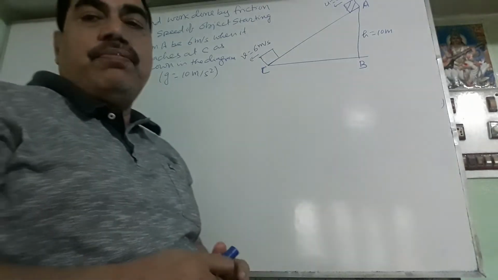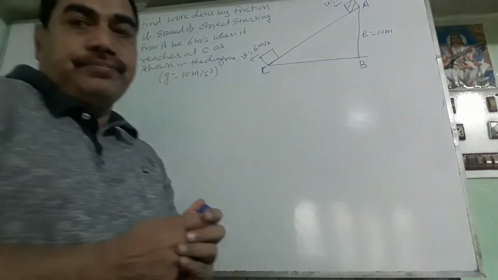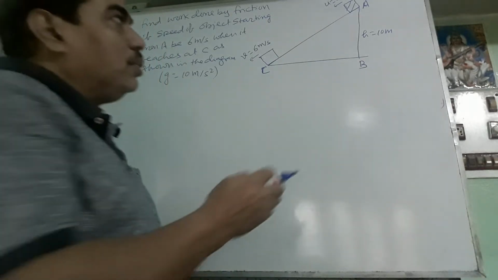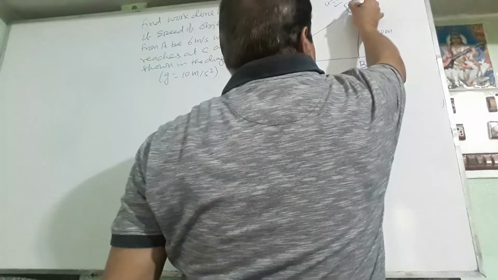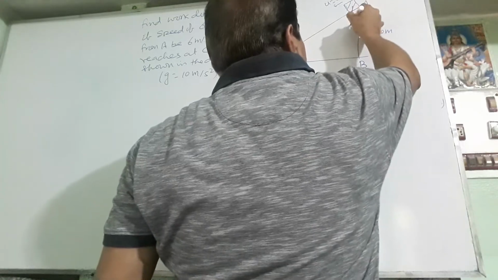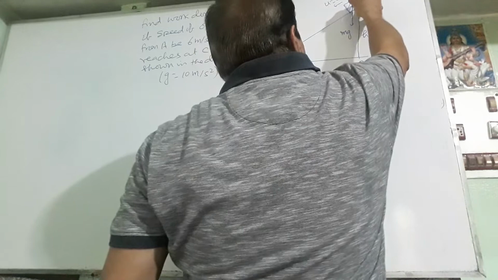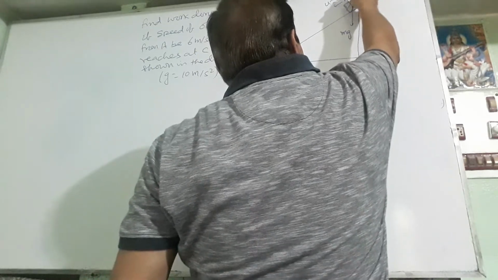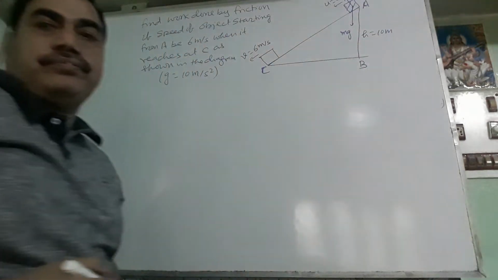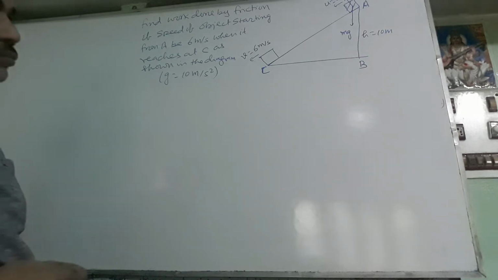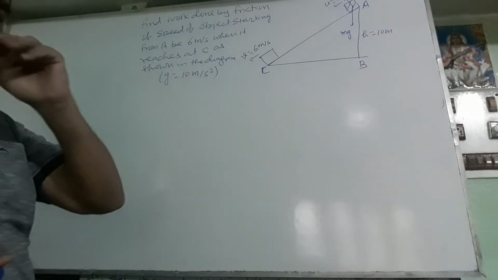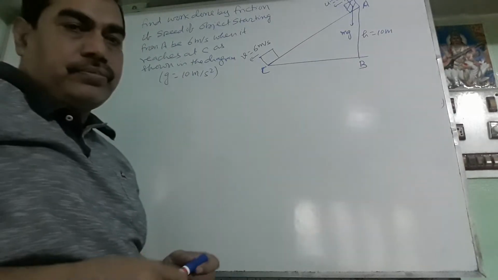Now what are the external forces acting on this object? Two forces here only. One is the force of gravity, that is mg. The other is the normal reaction, which is acting perpendicular to the surface AC. So we will use the work energy principle again.